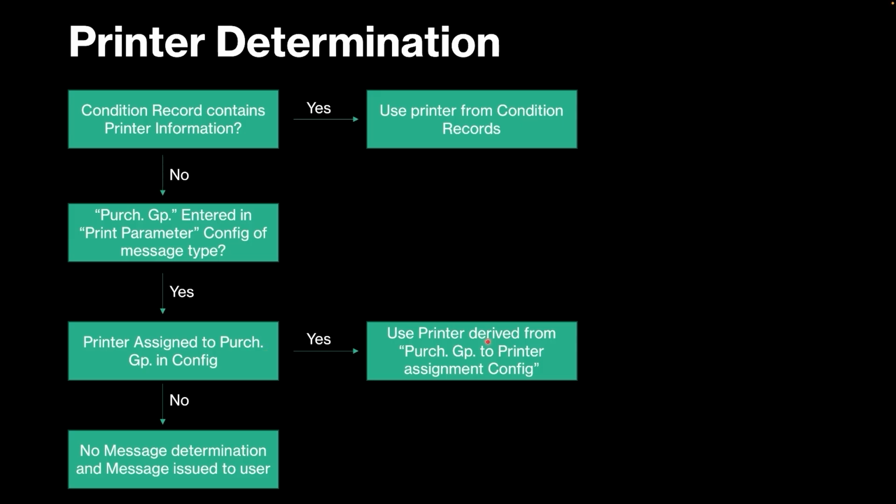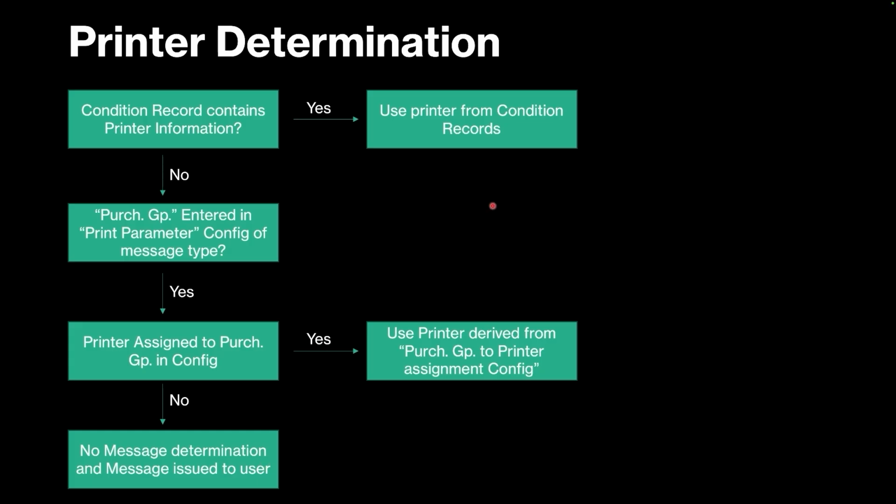So the system will take either of these two routes. First, the system will check whether the printer is in the condition record. If this is found, then the system will use that printer. If this is not found, then the system will take this route and then determine the printer. And if this is also not found, then the system will not determine that message and will give you a message that the printer was not determined and hence the message type was not triggered. Okay, so if your transmission medium is print, always remember that printer determination has to happen.